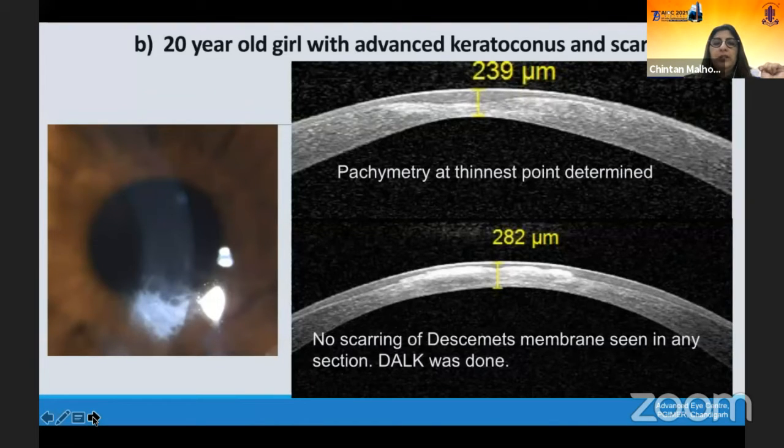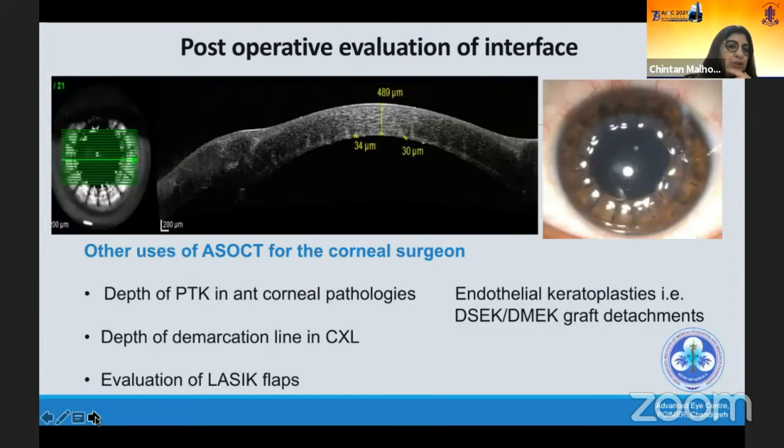Similarly, this is a 20-year-old girl with advanced keratoconus and some scarring. You want to know whether the scarring is involving the Descemet's membrane, and the ASOCT clearly tells you, in the picture at the bottom, that there was no scarring, and one could safely go ahead with a DALK. It also gives you the thickness of the cornea at the thinnest point. In this case, a big bubble couldn't be achieved and we did a pre-Descemetic DALK, and so it also helps you to evaluate the interface.